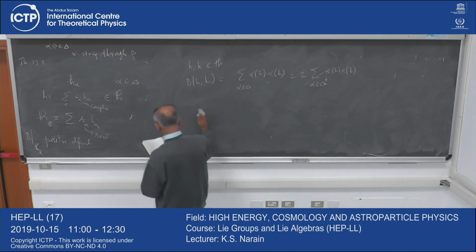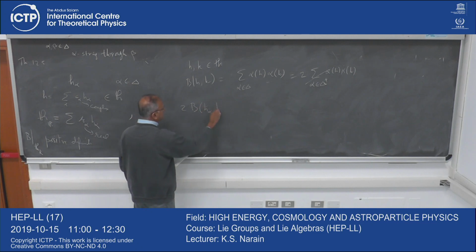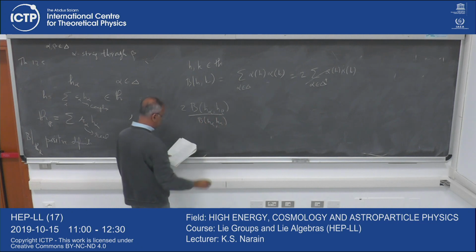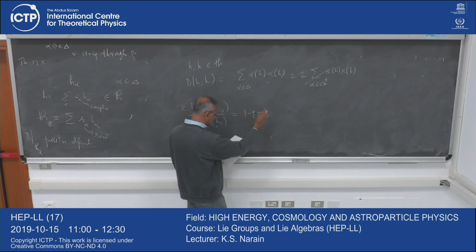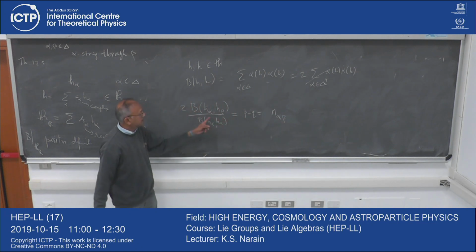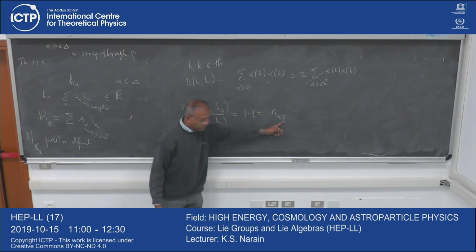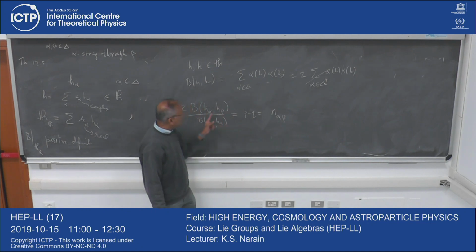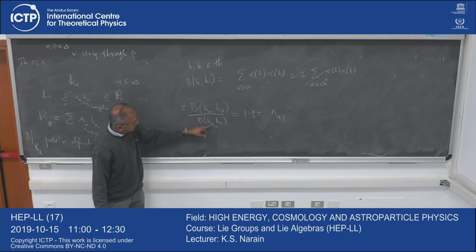So if you do that, now let's use this formula which we have already obtained: 2 B(h alpha, h beta) divided by B(h alpha, h alpha) is equal to some integer. We'll choose p minus q, but let me just give it a name, n alpha beta. Because anyway, these integers will depend on alpha and beta, which alpha you are choosing, which beta you are choosing, and also the ordering is important here. Because this was the alpha string through beta. If it's the beta string through alpha, the numerator is the same, but here it will become beta beta.